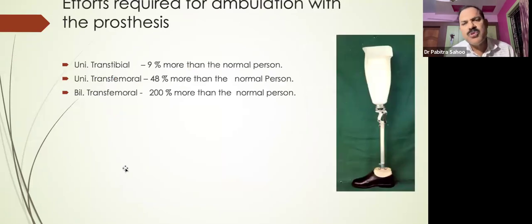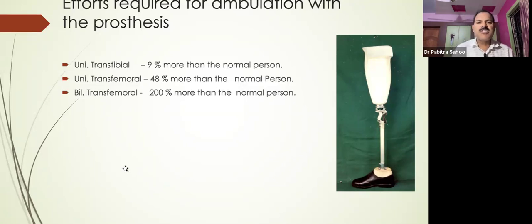So why are we so serious about the transfemoral prosthesis? If you look at this picture, in the case of a unilateral transtibial prosthesis, with the best prosthesis, the amputee uses 9% more energy than a normal person. That's the energy consumption. With proper prosthesis fitting in a transtibial prosthesis, he can have a normal life with very minimal energy consumption. They can ride a bicycle, they can run, they can do everything.